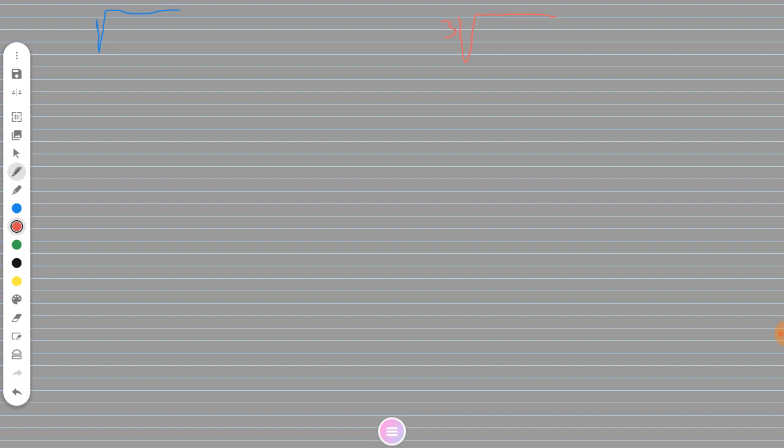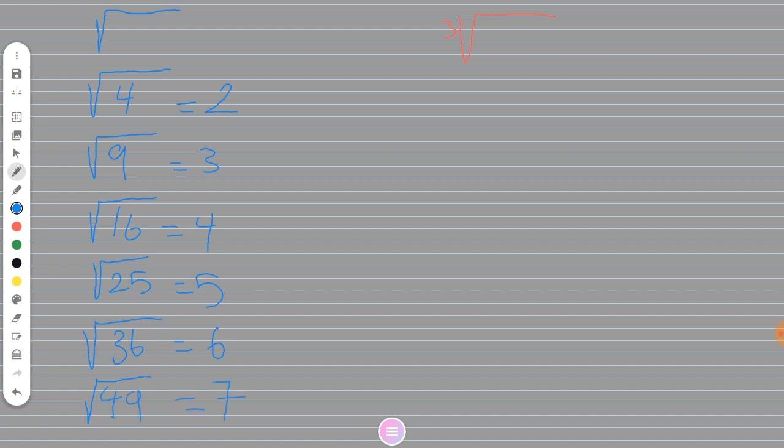Like what? The perfect square root for 4 equals 2. Square root of 9 equals 3. Square root of 16 equals 4. Square root of 25 equals 5. Square root of 36 equals 6. Square root of 49 equals 7.